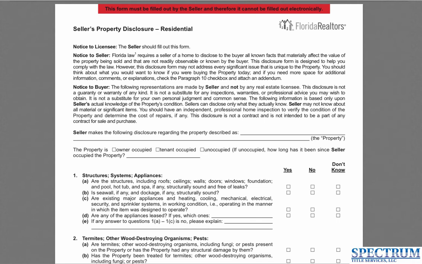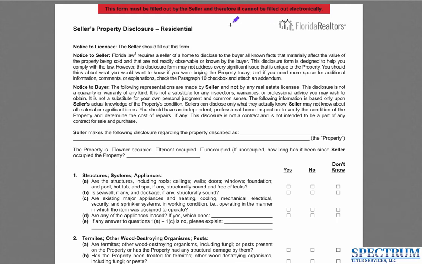I'm not going to read every single line of it. It's basically a question and answer format. I'm going to point out some of the more important sections that I feel both agents, sellers, and buyers should be aware of. All right, so the first one, the very top here in red bold print.